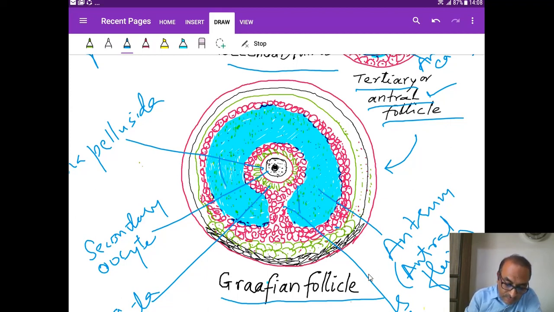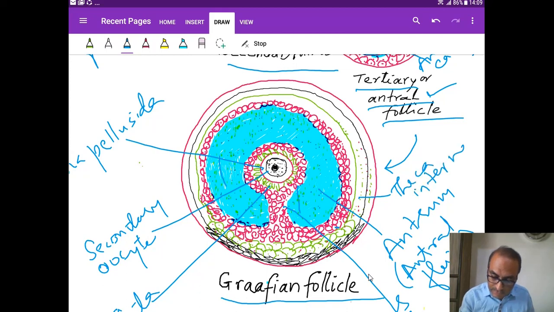Now the wall of the Graafian follicle is made up of three layers. The innermost is the granulosa layer, these red colored cells that I have drawn. This layer continues like this. Then the middle one and the outermost one, these two are called the thecal layers. The middle one is the theca interna, I will label it here, and the outermost is the theca externa.